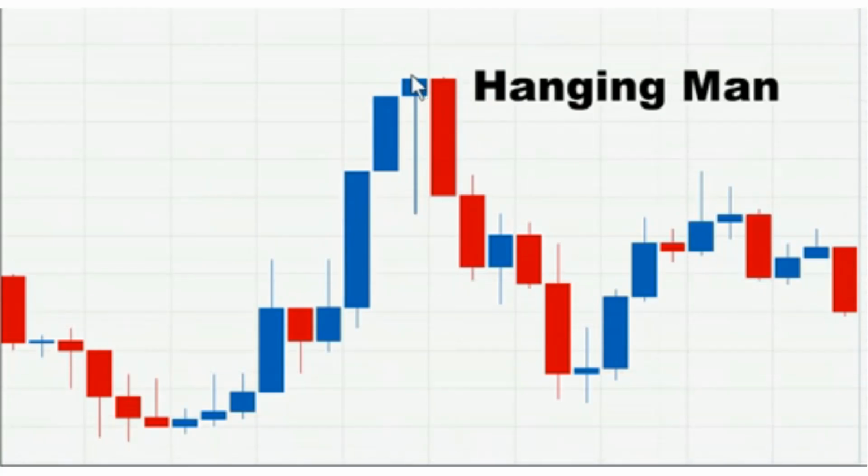There should be no upper shadow or a very small upper shadow, and the longer the lower shadow, the more powerful the reversal signal. The candle following the hanging man needs to confirm the hanging man signal with a strong bearish move.